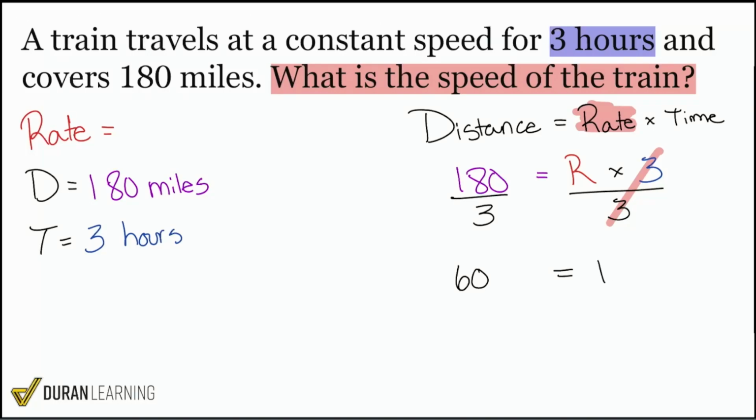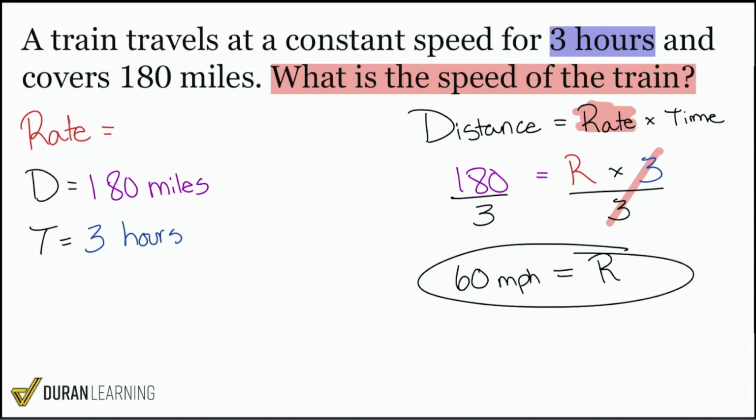And everybody help me out. How do we write the rate again? 60 what? What are the units that we're going to write? If the distance was in miles and the time was in hours, how do we write the unit for the rate here? Ooh, man, y'all are sharp today. Let's go. Yep, 60 miles per hour. That is correct. And there we go.